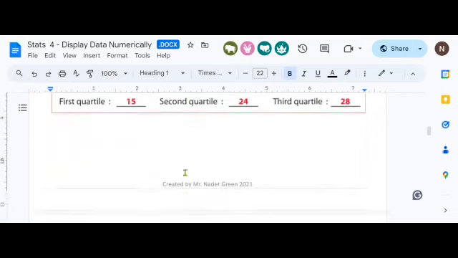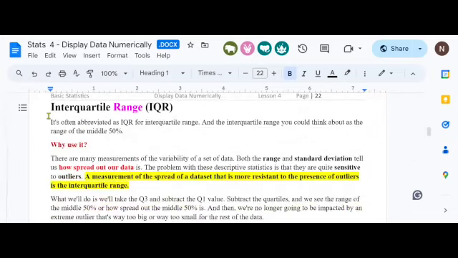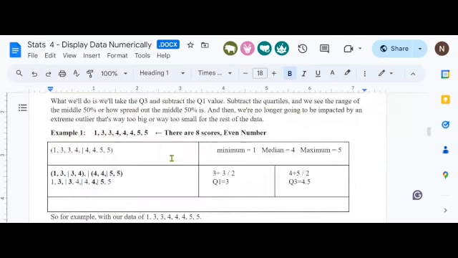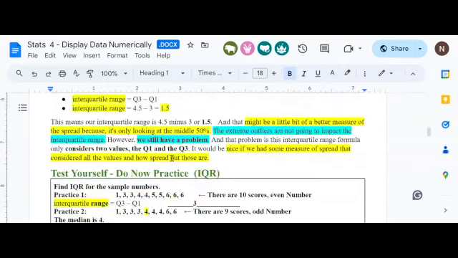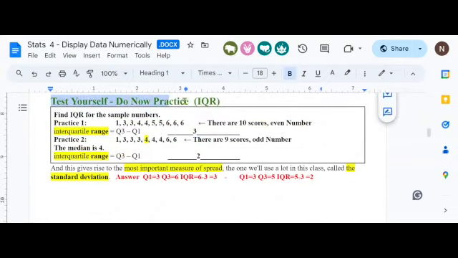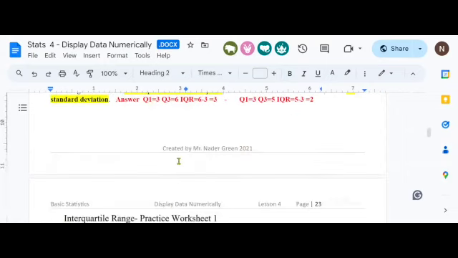And there is a "do now" section. You need to do that now. Remember the interquartile range? We did this example last time as well, right? So please go through them, read them, and do the test yourself.